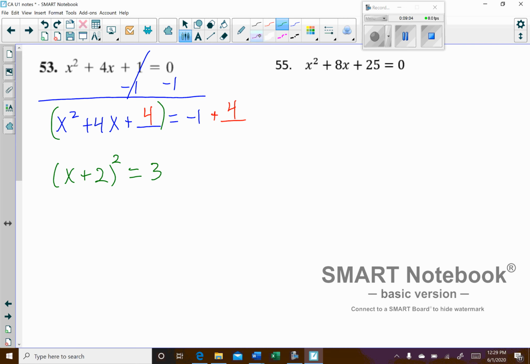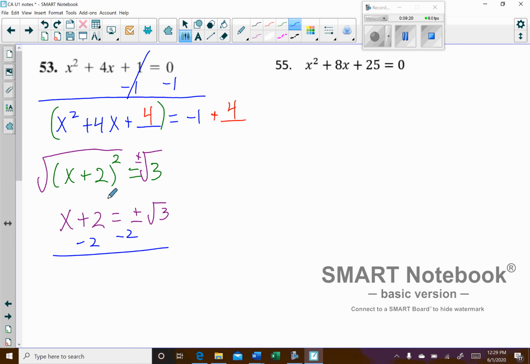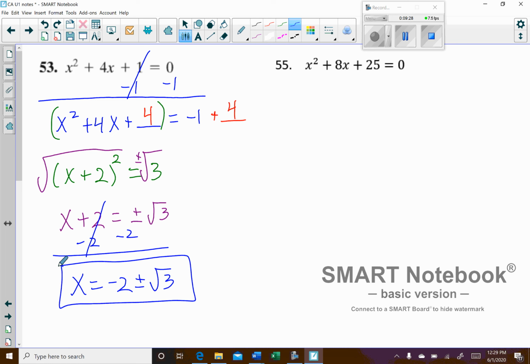This one looks pretty simple like the very first one we did. So we'll square root both sides, x plus 2 equals plus or minus square root of 3. And then we'll subtract 2 from both sides. X equals negative 2 plus or minus the square root of 3. So that one was fairly simple.